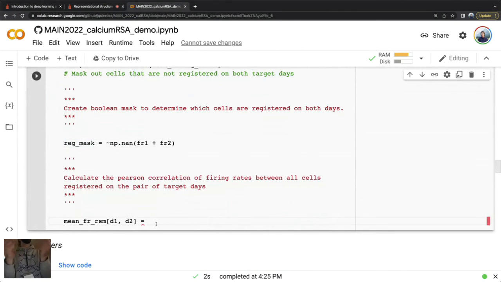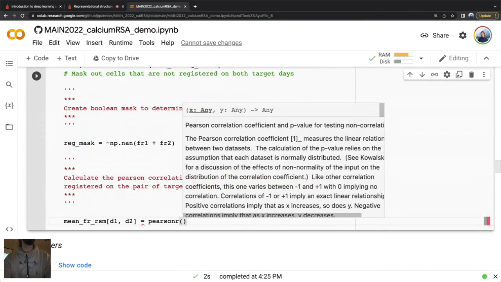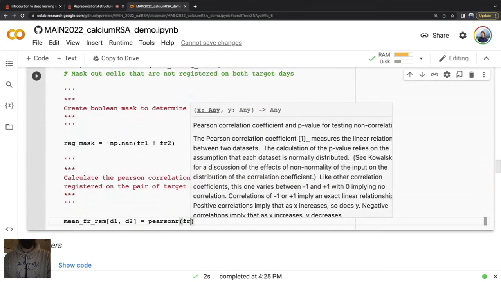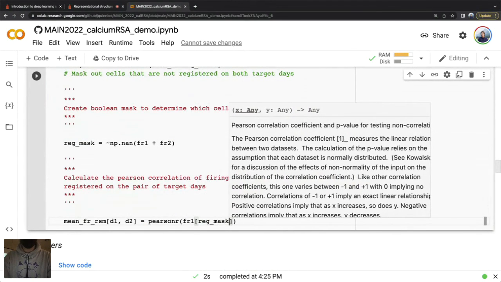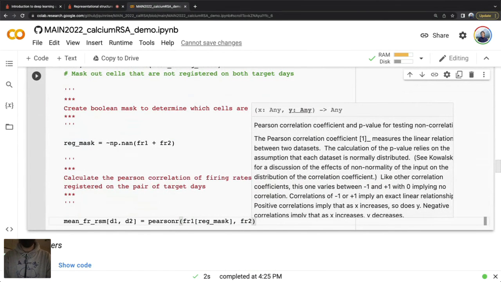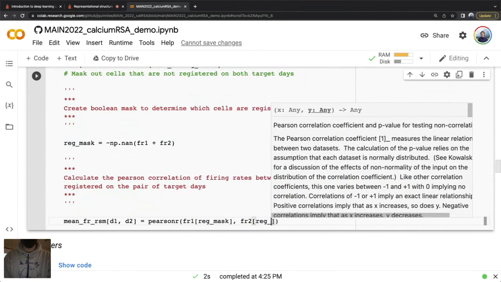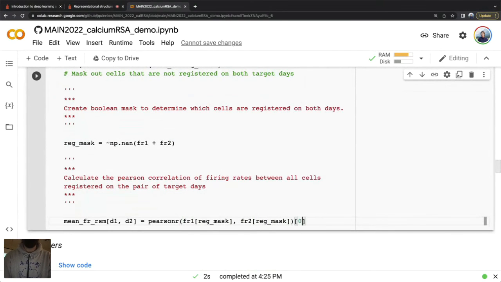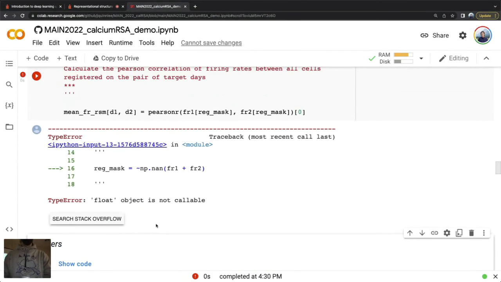And I want to correlate the firing rates of all those neurons identified on both sessions. So we could use Pearson R from SciPy Stats. And we could say FR1 and just grab those cells that we registered on that day, FR2. Oh, live coding. This gives you 2 values in a tuple, and we just want to grab the first one, which is the Pearson correlation. Okay, I think this is right. No.